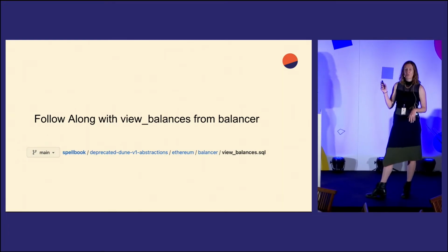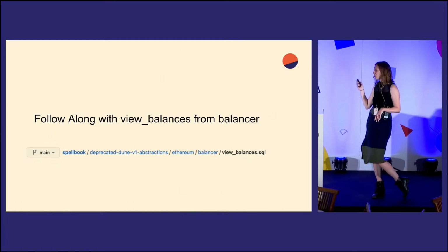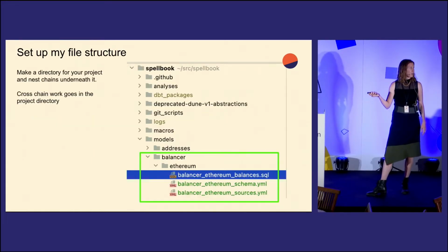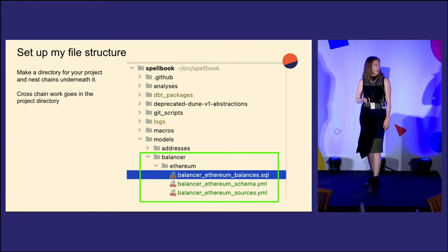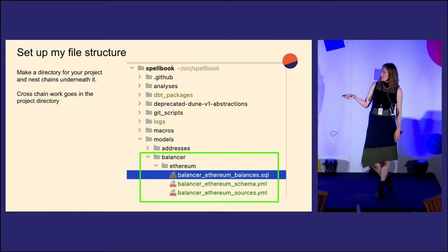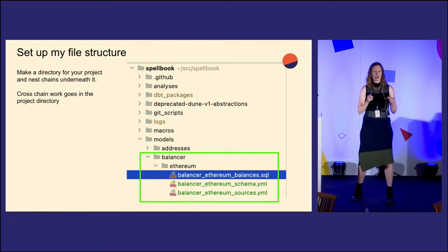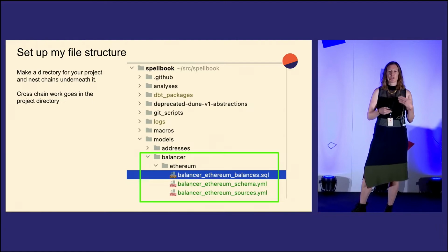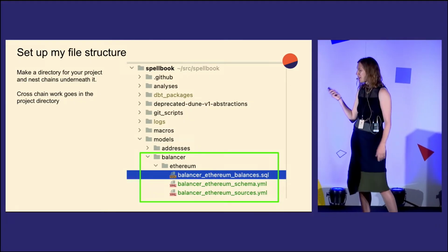You can find the V1 version under deprecated Dune V1 abstractions, Ethereum, Balancer, view balances. Either navigate to that in your locally cloned repo or on github.com. And then we're going to go back into Spellbook and set up a file structure. You're going to add a project folder for Balancer, and then underneath that, Ethereum. We're going to do all chain work in the chain directories, and all cross-chain work lives in the main project directory.